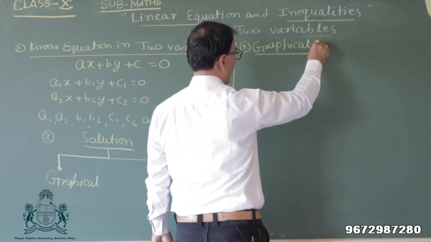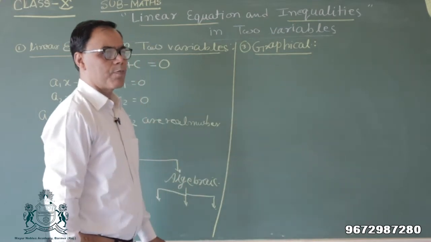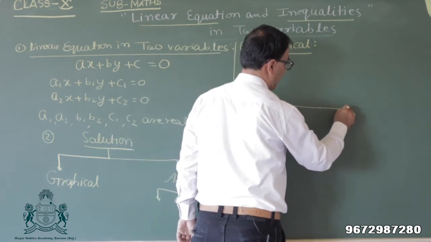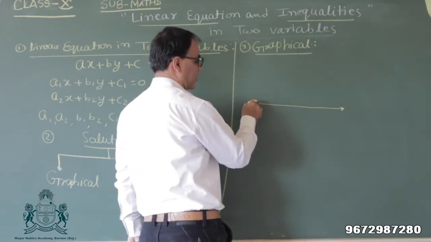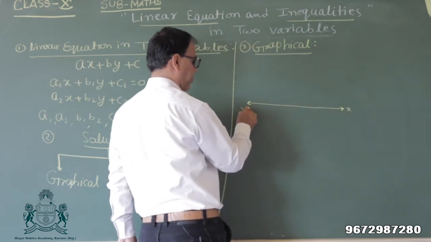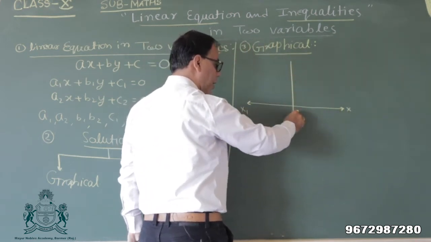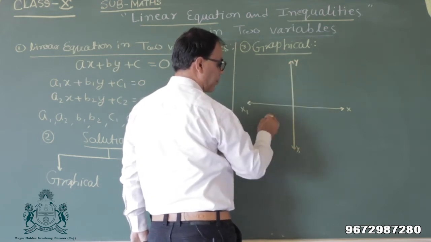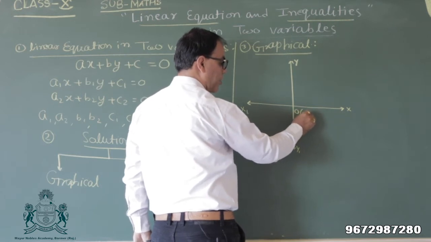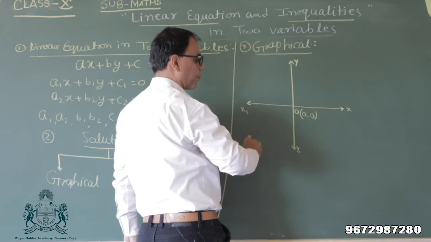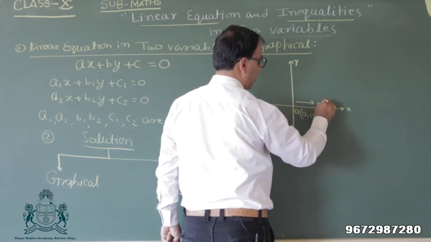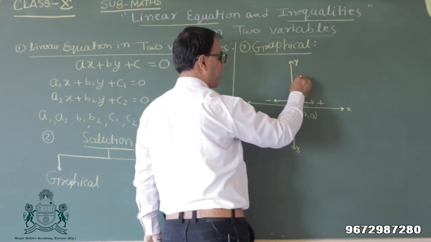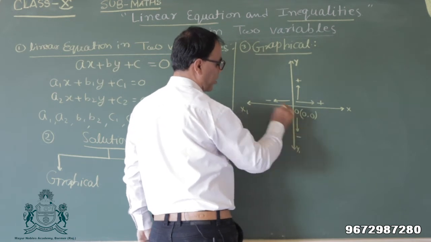Graphical method: x-axis, y-axis, origin point and quadrant. The horizontal line is denoted by x-axis, x1. The vertical line is the y-axis, y1. Origin point O, coordinates of O are 0 and 0. On the right side of O are positive numbers, left side negative, upper positive and lower negative.